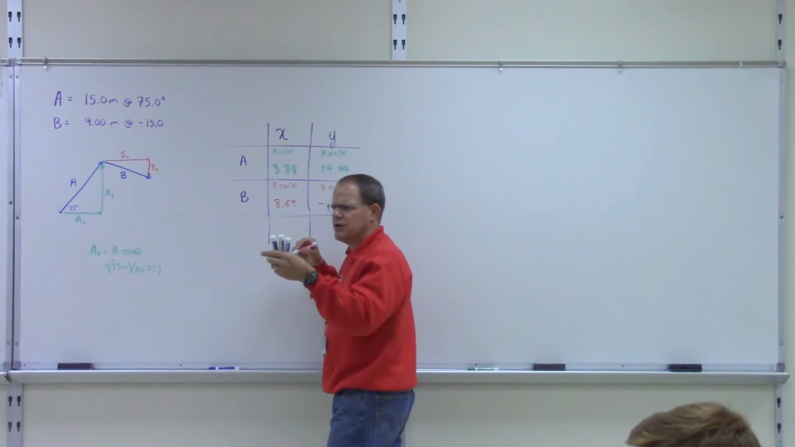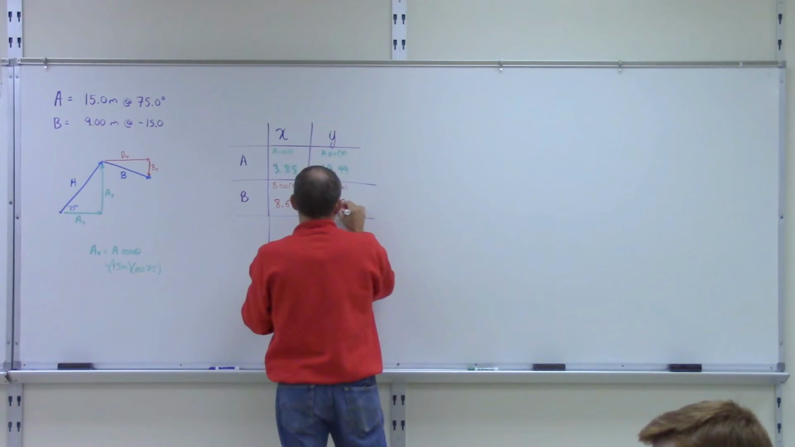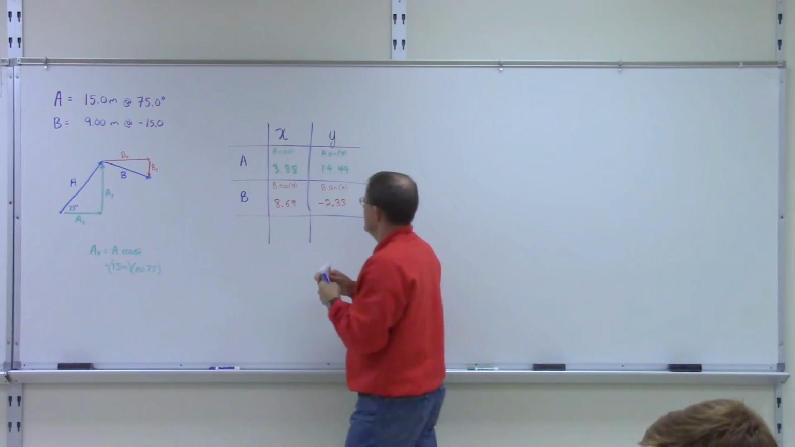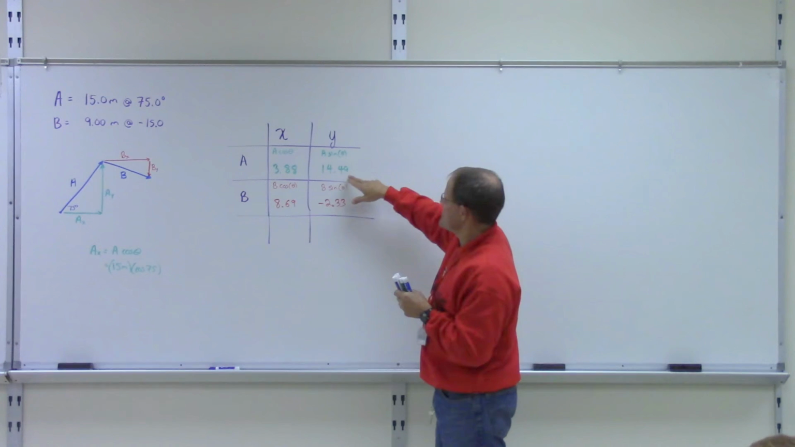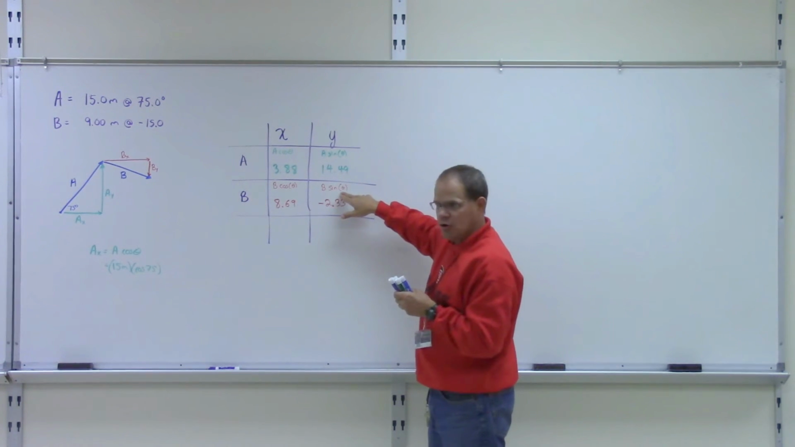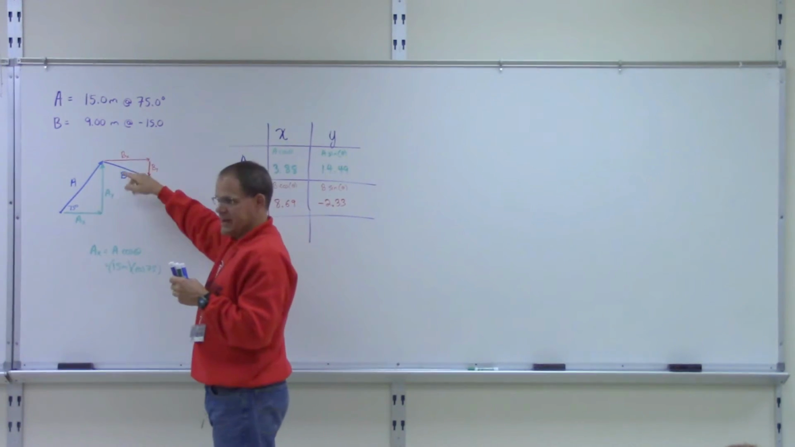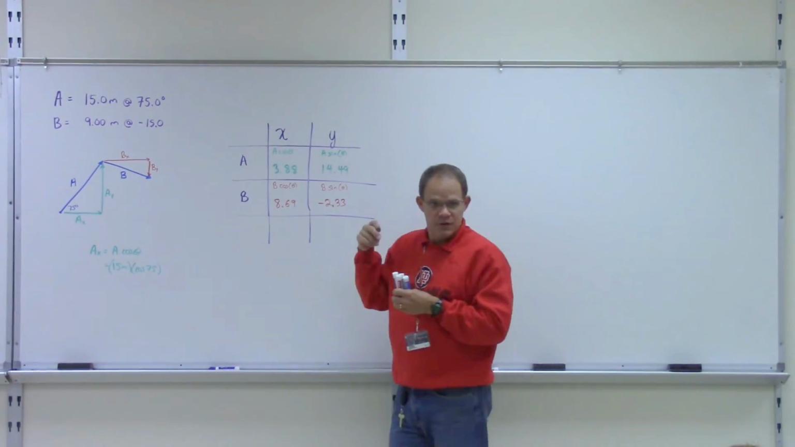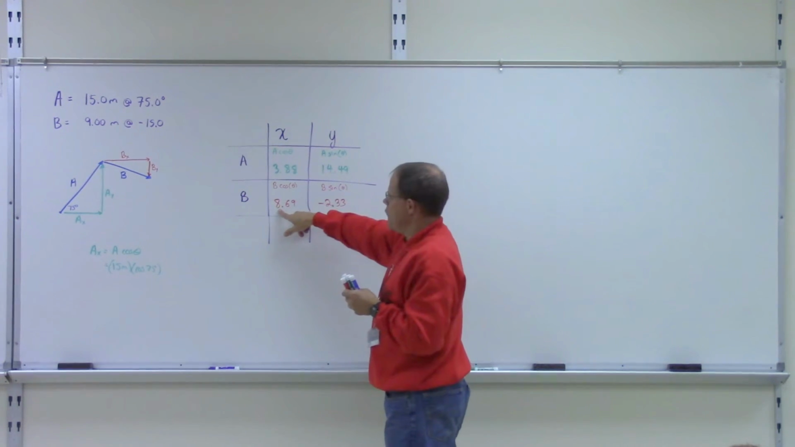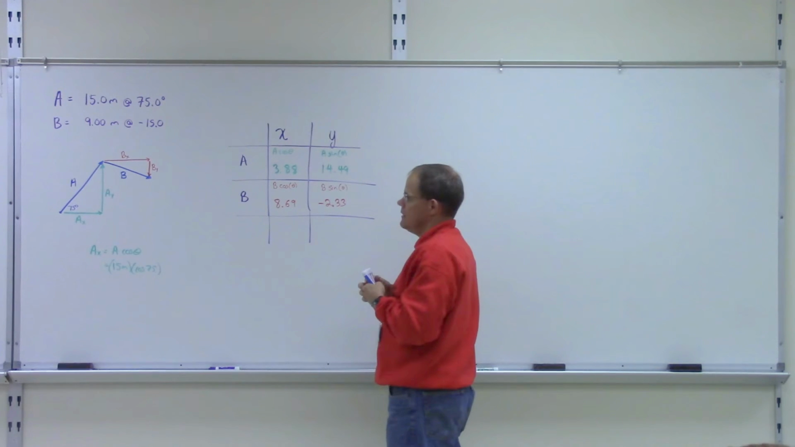So what was the number? Negative what? 2.33. Okay? So you don't have to know that because your calculator will figure that out. Because the sine of an angle in the fourth quadrant, right? This angle's in the fourth quadrant, it's negative 15. The sine of an angle in the fourth quadrant is negative. So we go over 8.69 and we go down 2.33.